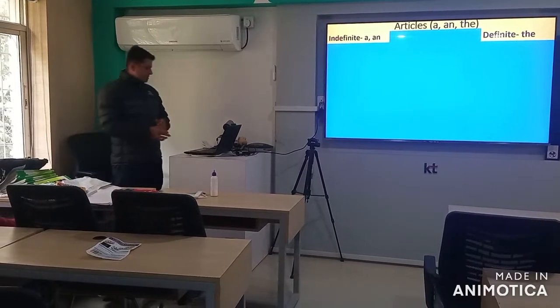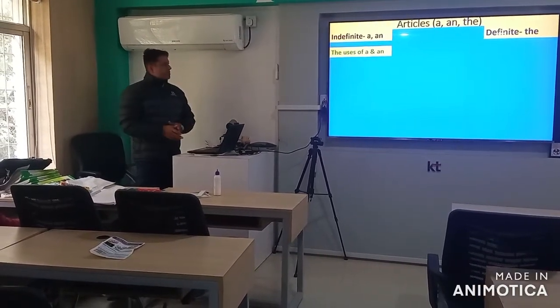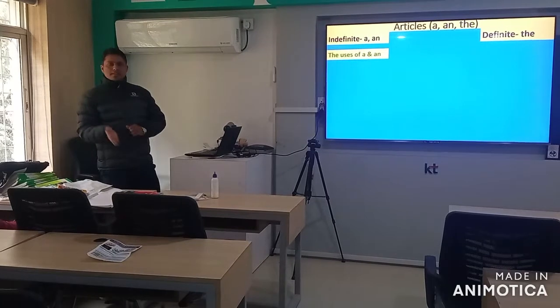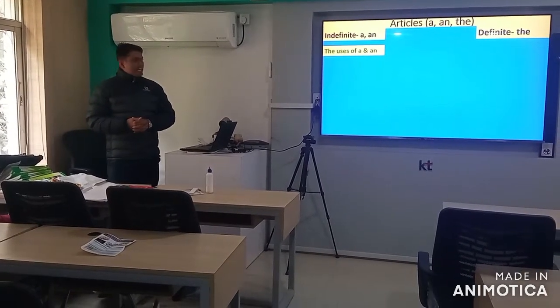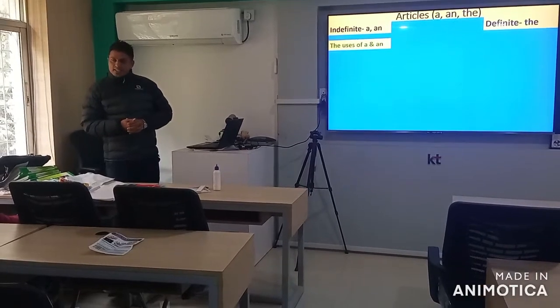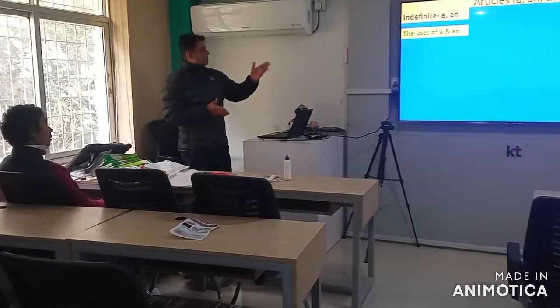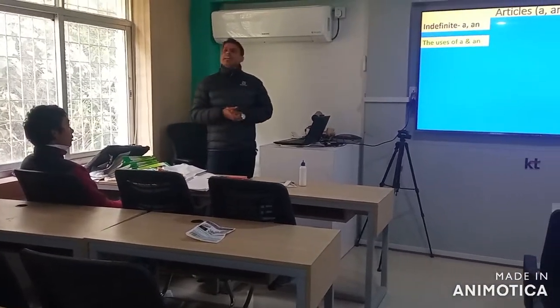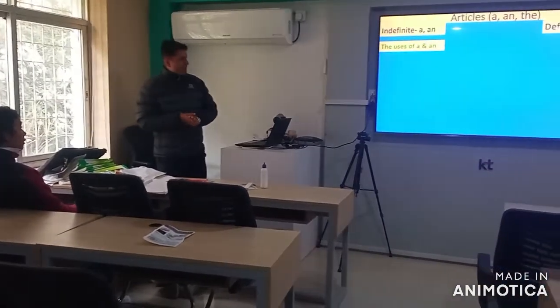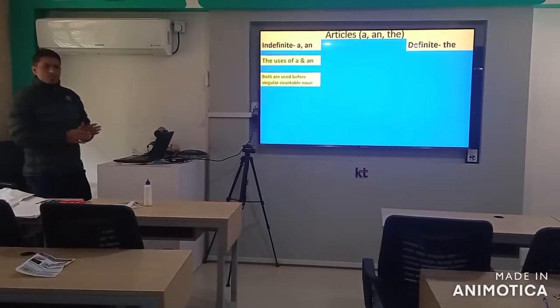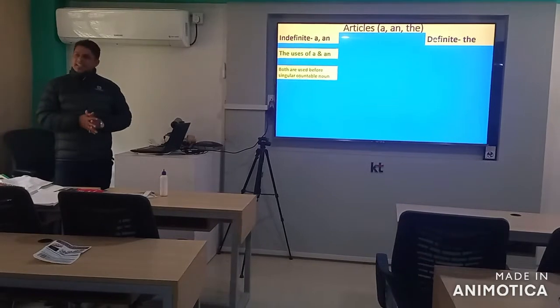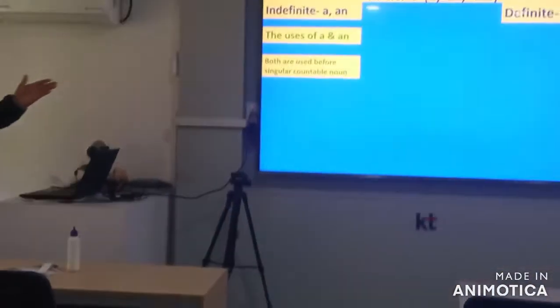Now let's look here. What do you see on the screen? The uses of a or an. First we must be clear about the uses of a or an, under indefinite articles. First we see the rules and then the examples. What is written here? Can you read it out?